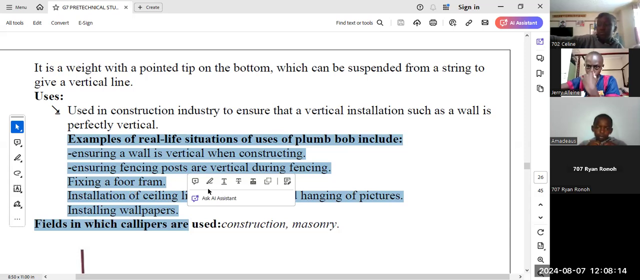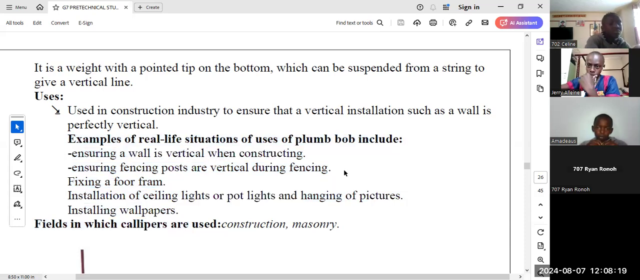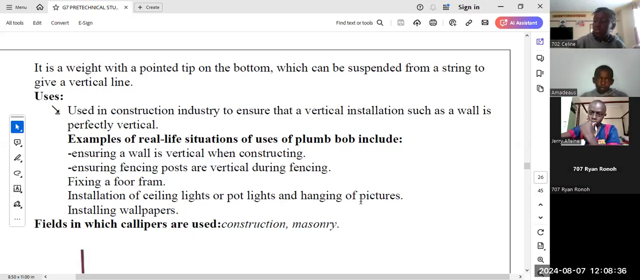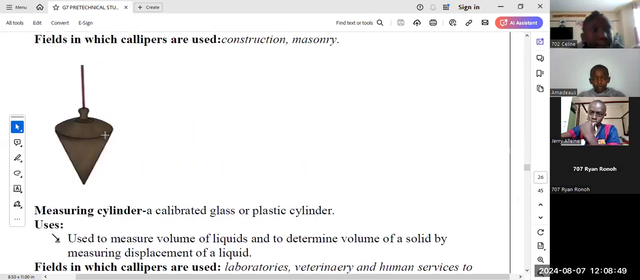You have to determine the edge, the height at the top of the house, the bottom of the surface, and the walls. They should be perpendicular to each other, at right angles. If you didn't use a square, then you can use this plumb to determine how vertical the walls are. Then there is installation of ceiling lights or pot lights and hanging of pictures. We also install wallpapers using the plumb bob. The fields are mostly construction and masonry. That is where the plumb line is used.